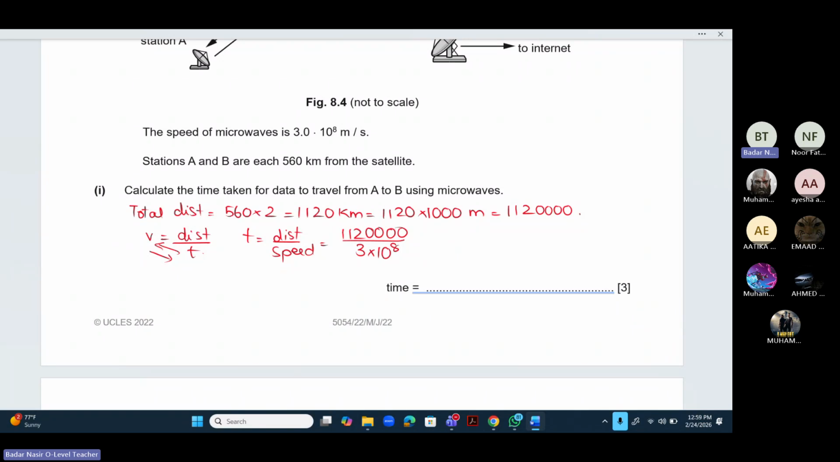So you put the whole thing on the calculator, 112 4 divided by 3 1 2 3 4 5 8. Okay, so we will get the value, which is 0.0037 seconds. So this is what the time is going to be.